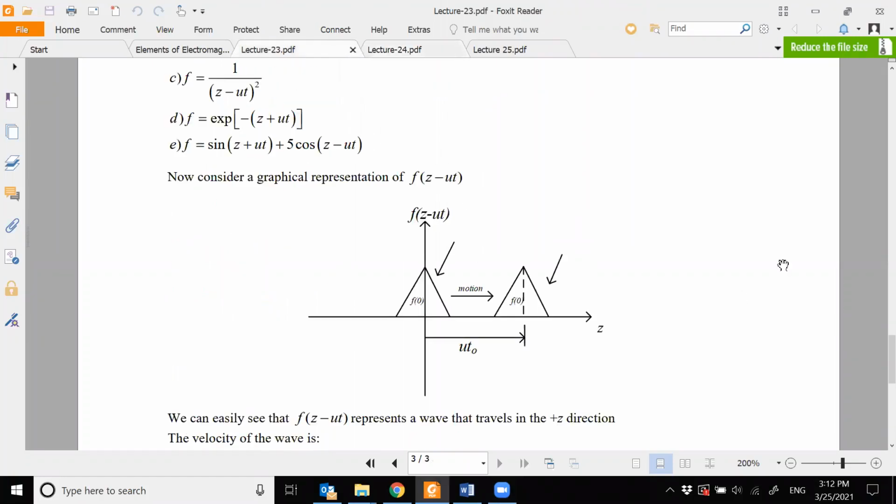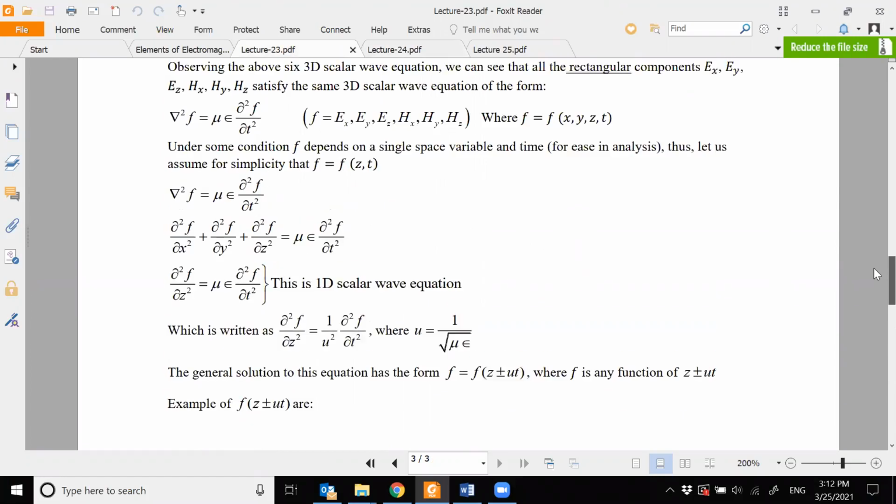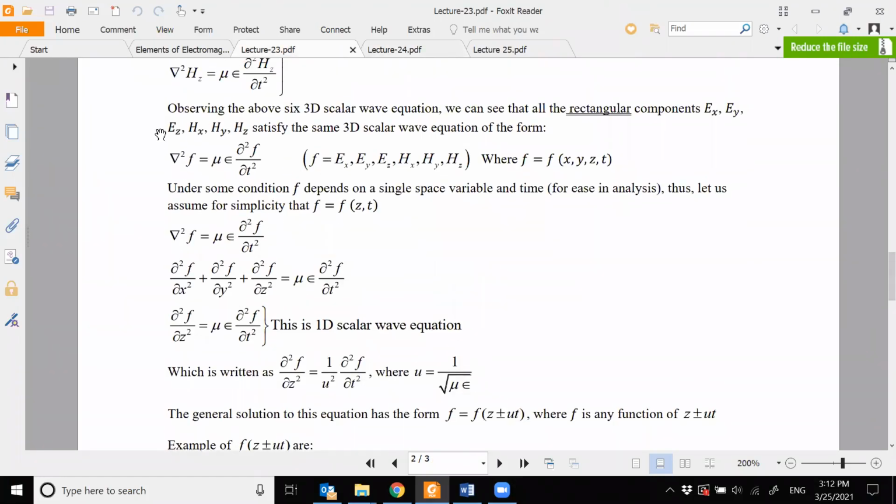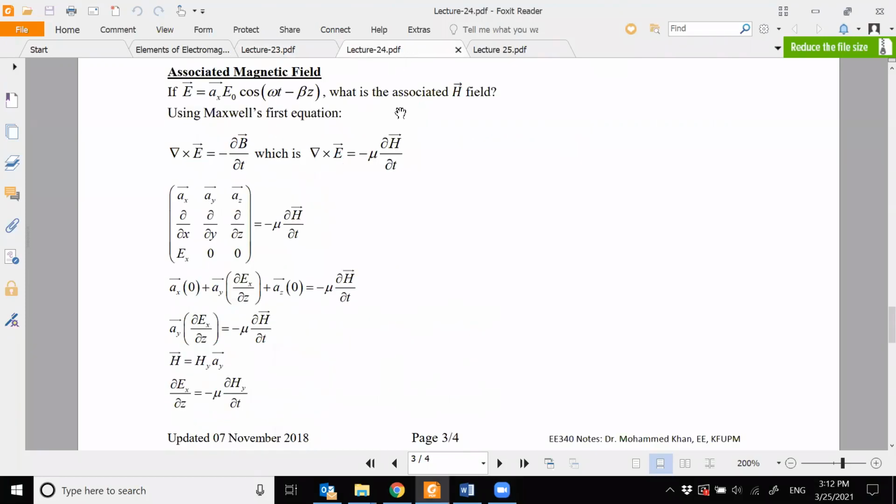The associated magnetic field, again, you can do the same thing. You can take the 1D scalar wave equation, and then you just solve it for the magnetic field. You can do it. And now here we are finding the associated magnetic field. Rather than going into the wave equation, we are just using Maxwell's equation, which is this one.